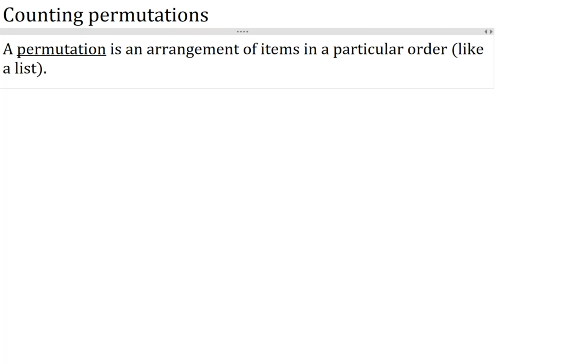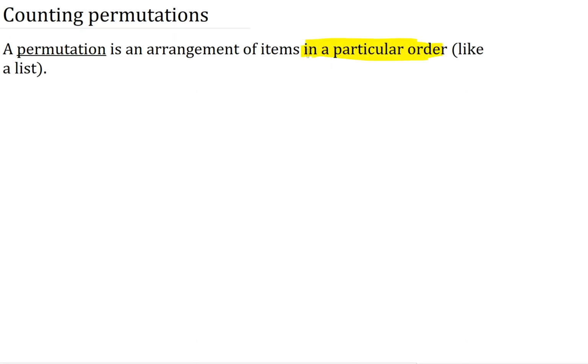Okay, so the key to this definition of permutation is the fact that the order matters. That's what's important about a permutation: arrangement of items in a particular order. So how do we count things when the order matters? So when would the order matter?